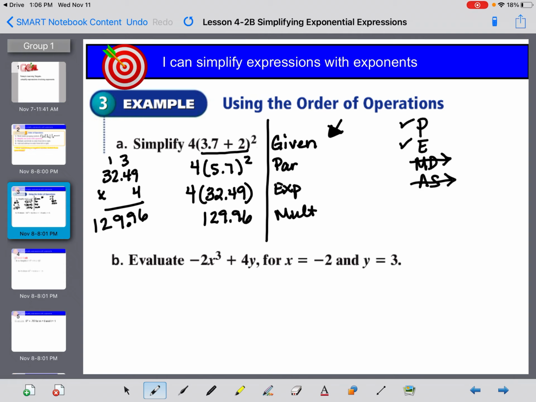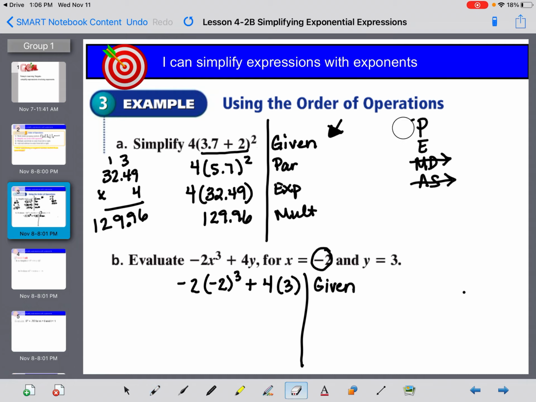The next one asks us to substitute. -2x, now I have to put -2 in for x. Let's try this again. -2, and then in parentheses, -2 to the third, plus 4, and then I put 3 in for y. So this is what's given to me. Going back up to the top where we wrote our order of operations, first we need to simplify any grouping symbols. I don't have anything that's grouping here. Those parentheses are indicating multiplication or exponents.